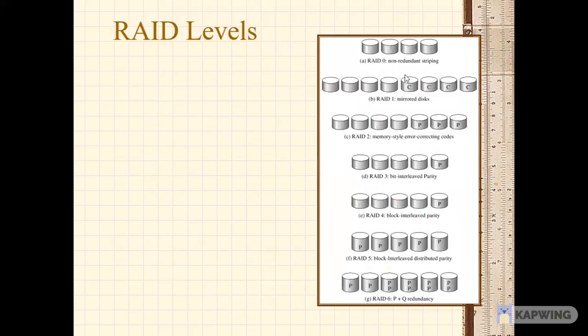So in level 0, non-redundant striping is done. In RAID 1, we are doing the mirror of the disks. See, here are the mirror disks. In RAID 2, memory-style error-correcting codes are available.